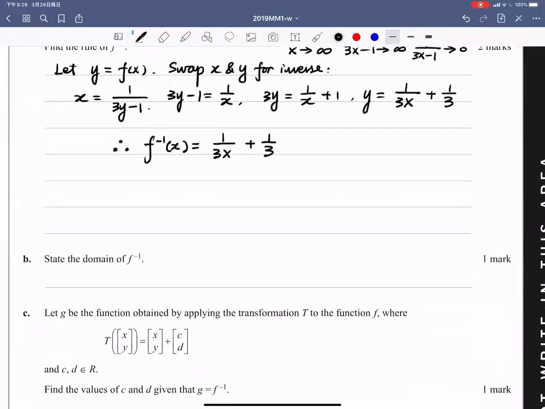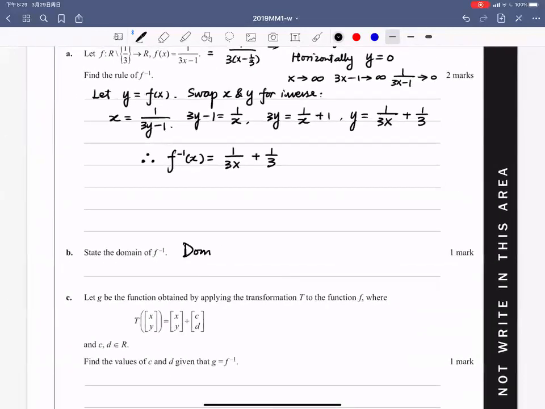And the domain is automatically domain f inverse is your range of f. What is my range of f? If you quickly draw a diagram, you will see this is your vertical asymptote. This is your horizontal asymptote. And you should have y equals 0, x equals 1/3. The graph will roughly look like, okay, here and here.